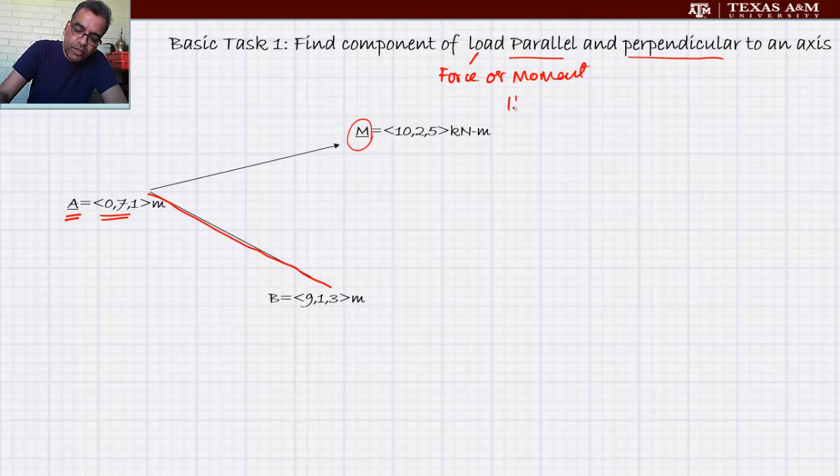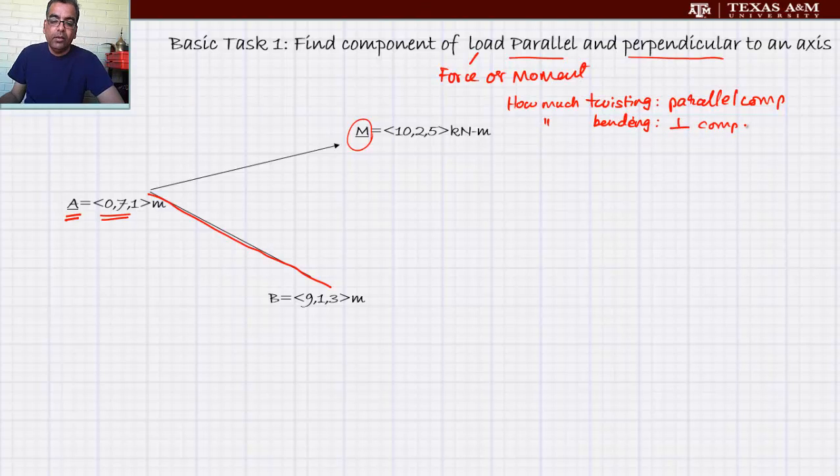The question is how much twisting, that is the parallel component, and how much bending we are trying to calculate. So the trick is to find this first and then find the other by subtraction. We are not going to do two dot products, we are going to do only one to find the parallel component. So start by first finding the line vector.